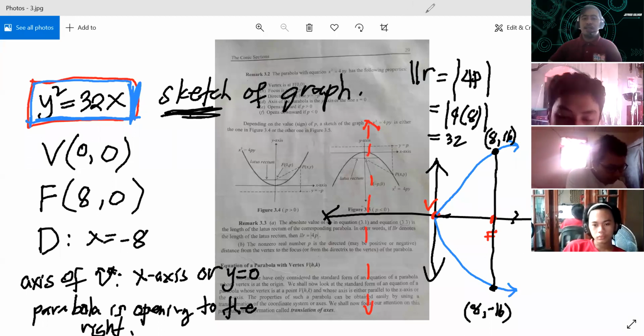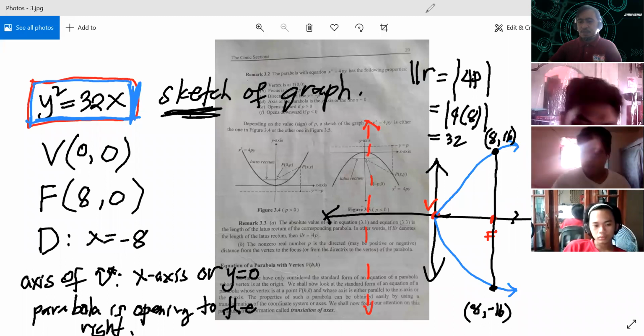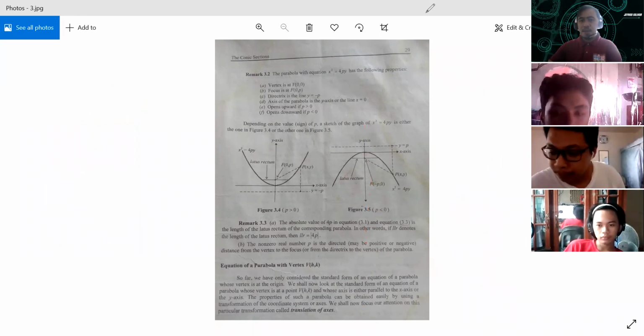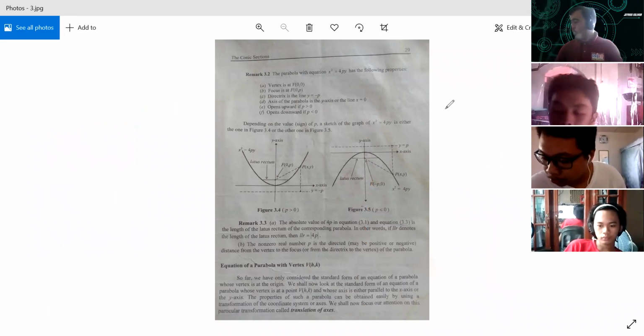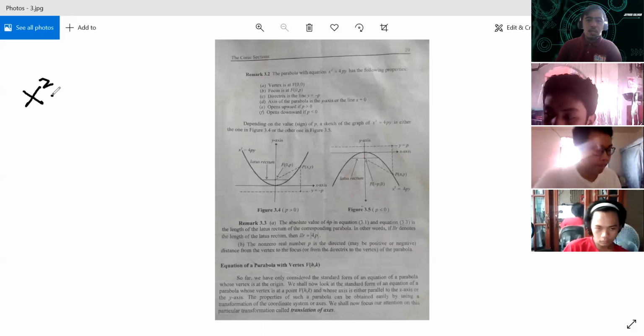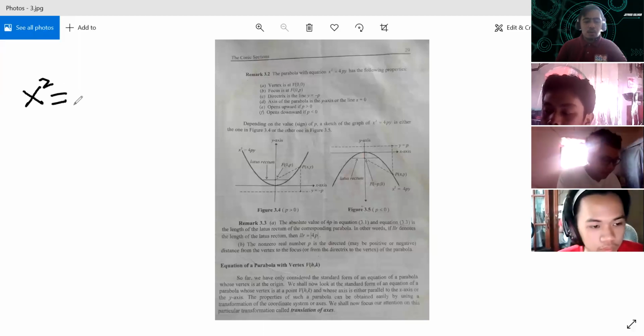Okay, very good. Question so far? No question? Okay, I will give another example. Since there are no questions, it means you understand. I will give another example. Say for example, I give you, how about x squared equal, I will give it this way.